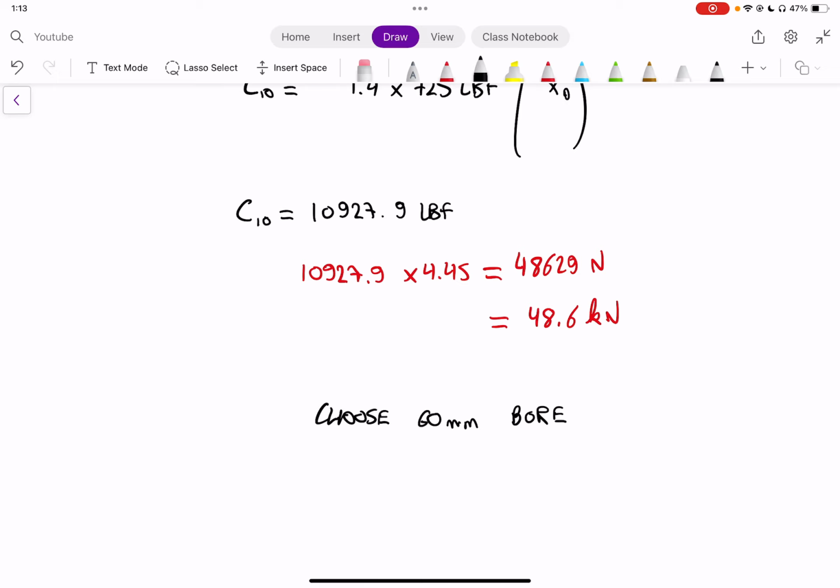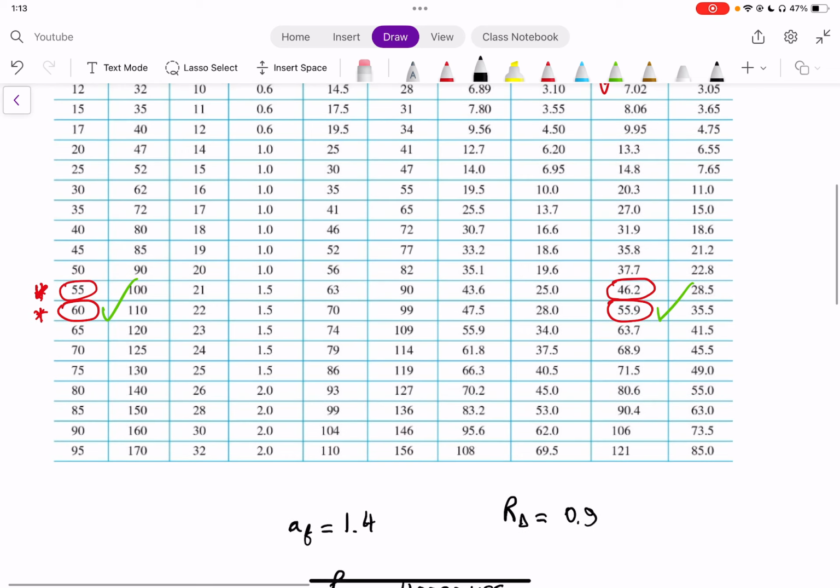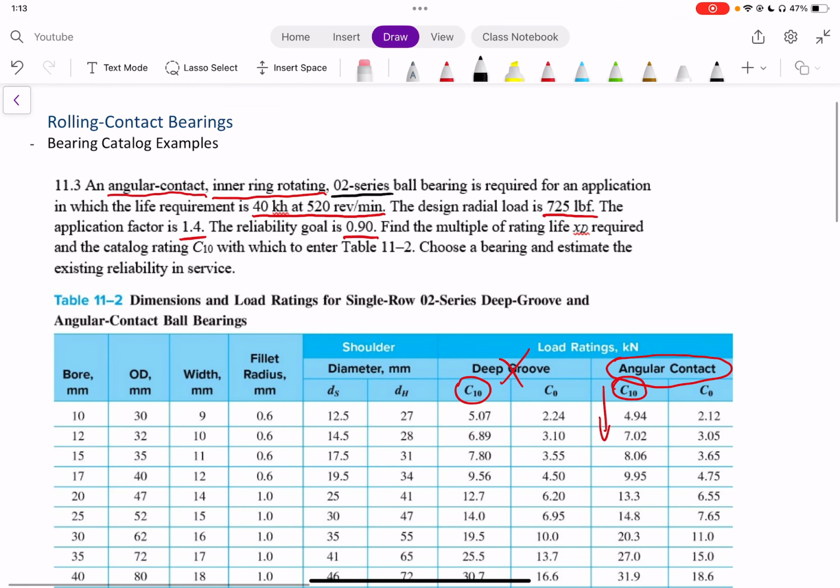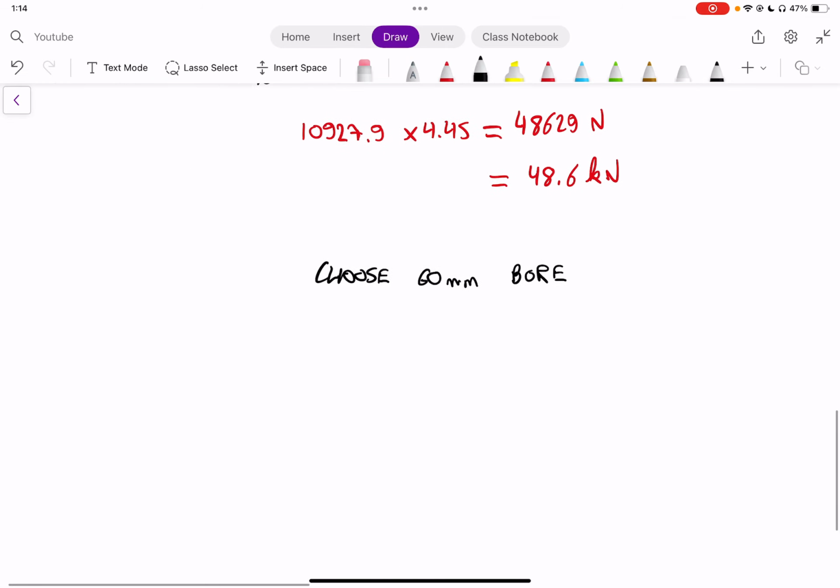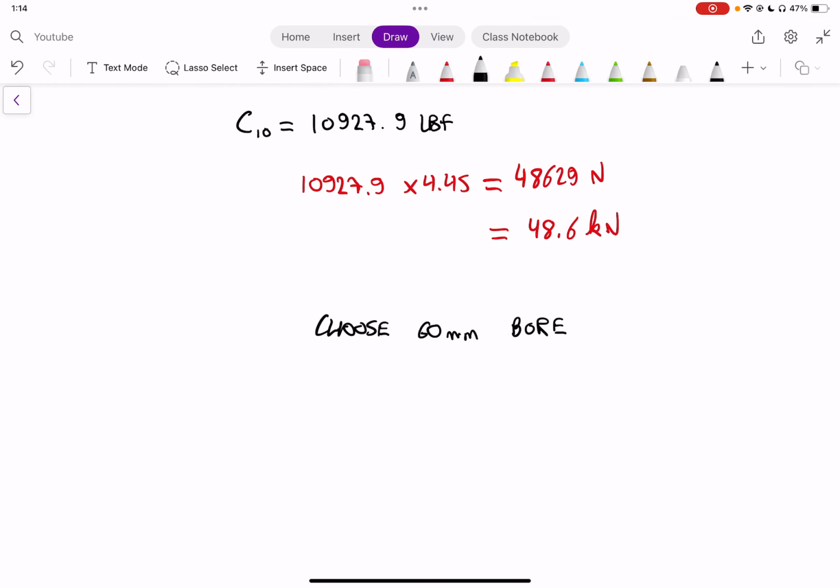And once we've chosen the 60 millimeter bore, we're then told to find one last thing. For the last part of the problem, it tells us to estimate the existing reliability in service. Since we've chosen a value of C10 that is slightly different than 48.6 kilonewtons, it's higher, we can actually come up with a reliability number for that chosen C10. Okay? So we're essentially going to measure the reliability that we would have as opposed to our reliability goal.